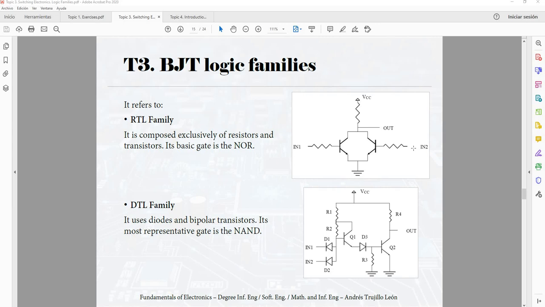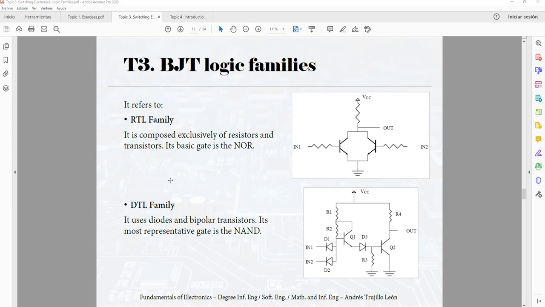We saw in a rough way the logic families based on bipolar transistor. We have the most ancient, that is quite obsolete right now, the RTL family, that is based on resistors and bipolar transistor. If we look here, we have the inverter we made with the bipolar transistor, and this is the inverter that we are going to do in practice 3, in the simulation part and in the laboratory part.